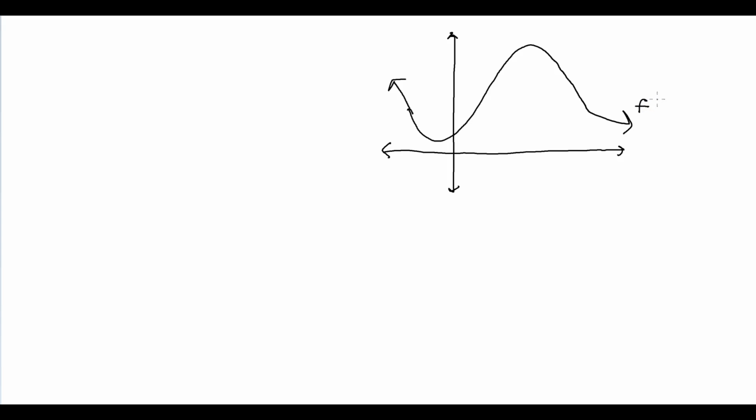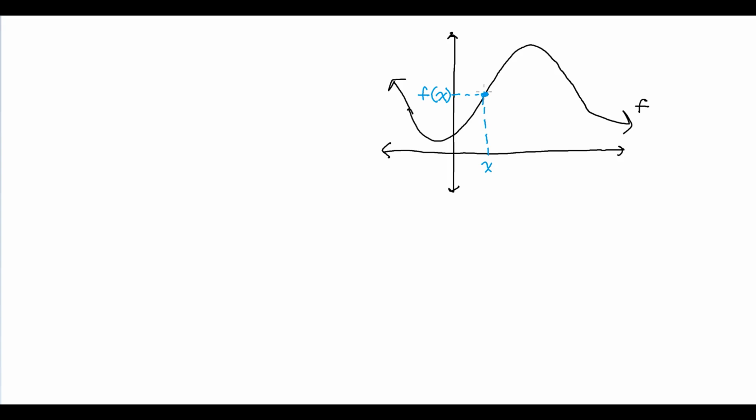Now what we want to do is find, let's call this point x, and the y-coordinate will be f of x. Now, we want to find the line tangent to the graph. Okay? We want to find the line tangent to the graph, the slope of the curve at that point.